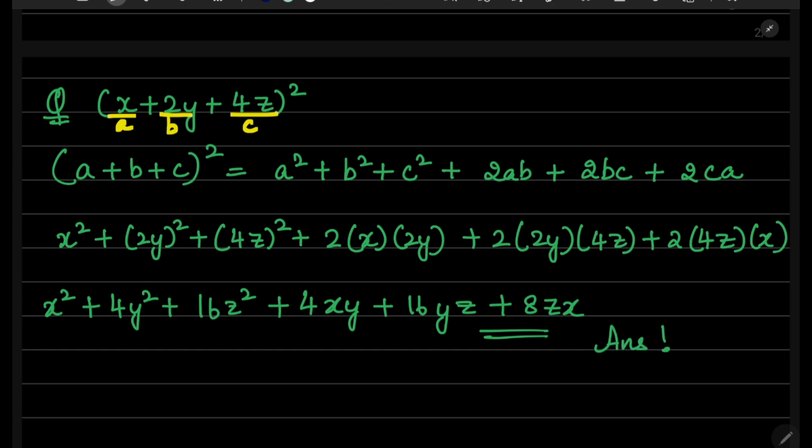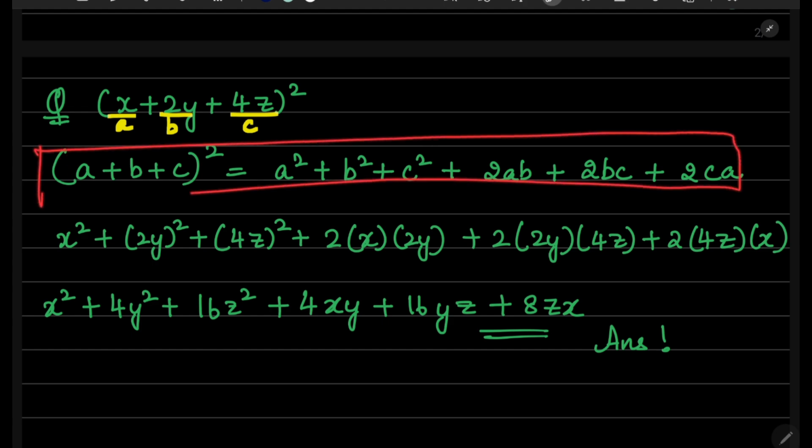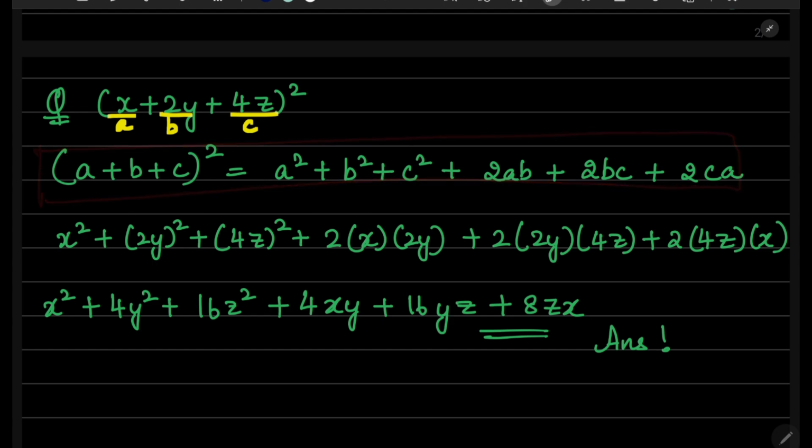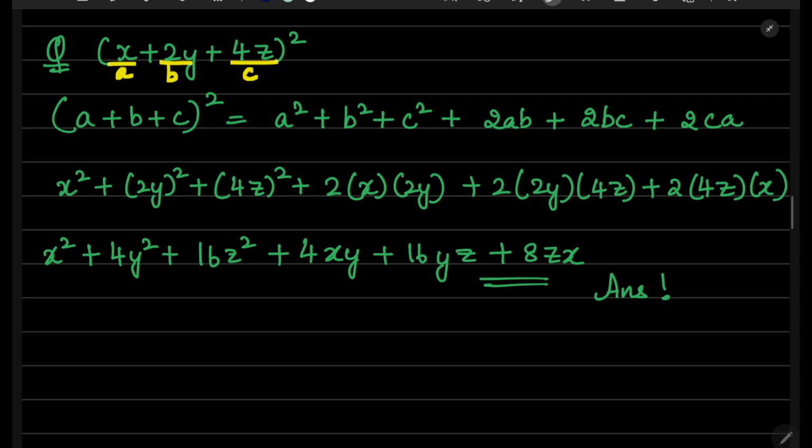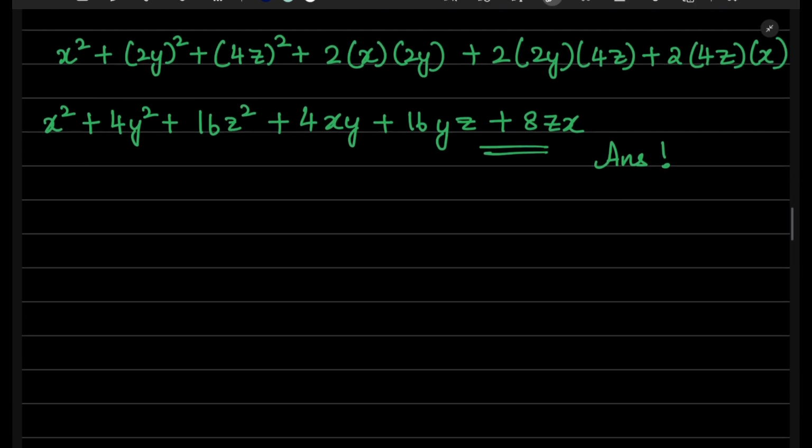This would probably come for your 2-mark question or 3-mark question, in order to expand the following or solve this. So in order to do this question, it is very important that you learn this specific identity: (a plus b plus c) the whole square equal to a square plus b square plus c square plus 2ab plus 2bc plus 2ca. Let us do another question. Pause the video and please try it yourself. Let us see another question.